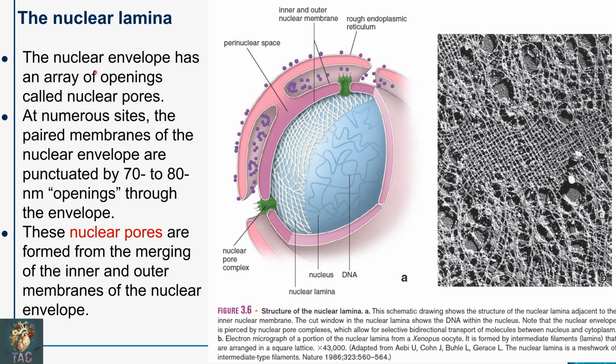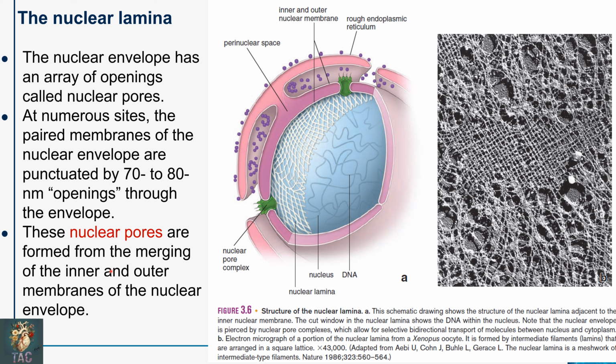So the nuclear envelope has an array of openings called the nuclear pores. Here you can see the different nuclear pores which are present. At numerous sites, the paired membranes of the nuclear envelope are punctuated by 70 to 80 nanometer openings through the envelope. So this is the size of the opening. It is a 70 to 80 nanometer opening. This is again your MCQ as well.